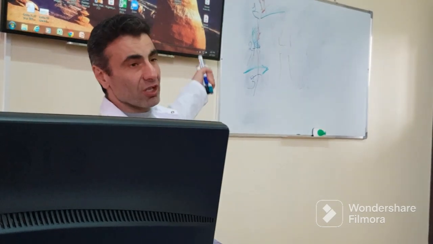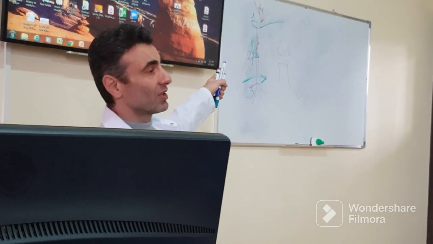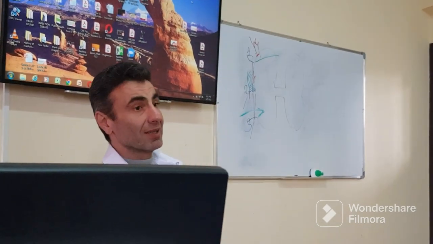First of all, its position can be changed. Sometimes I say it is behind the bearing ligament. And second, its relationship to the artery is very changeable. In 50% the nerve is located in front of the artery, and in 50% the nerve is located behind the artery.